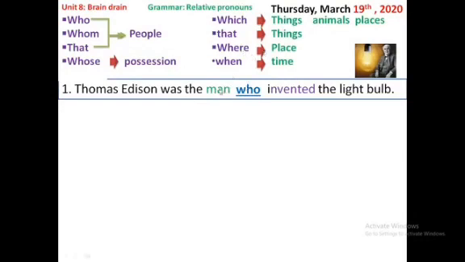Who, because it refers to a person, and it is followed by a verb. Who is a subject. Subject needs to be followed by a verb. So it refers to a person and it is followed by a verb. That's why we say who. Who can also be replaced by that. So we can say Thomas Edison was the man that invented the light bulb. It's almost the same as who, that, synonym in this case.